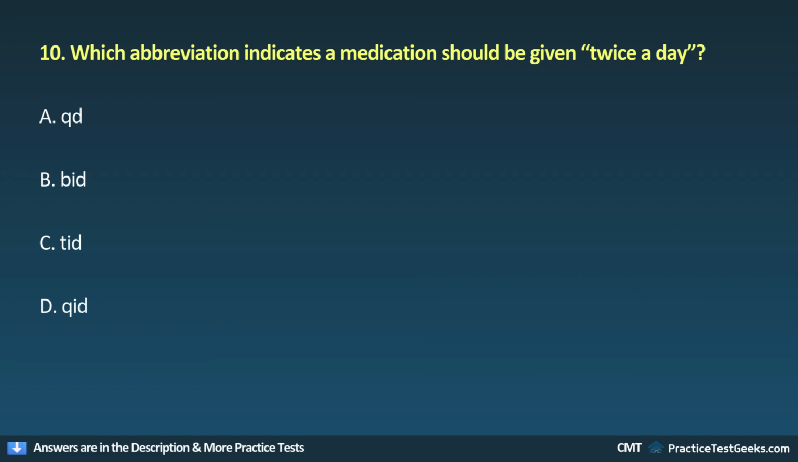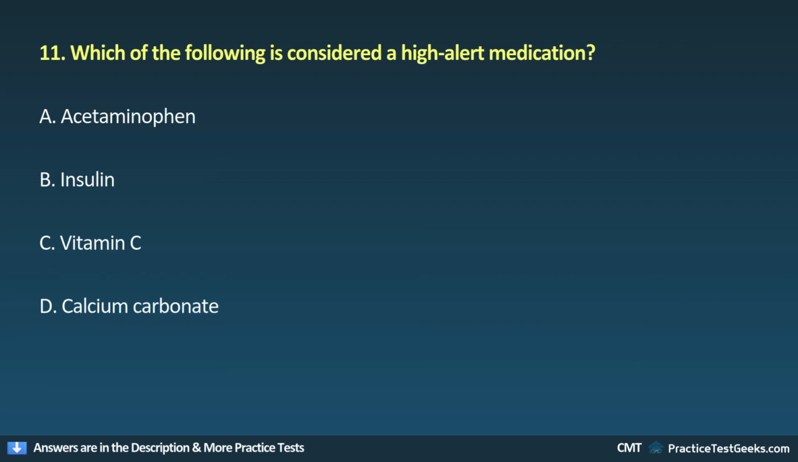10. Which abbreviation indicates a medication should be given twice a day? A. QD. B. BID. C. TID. D. KID. 11. Which of the following is considered a high-alert medication? A. Acetaminophen. B. Insulin. C. Vitamin C. D. Calcium carbonate.